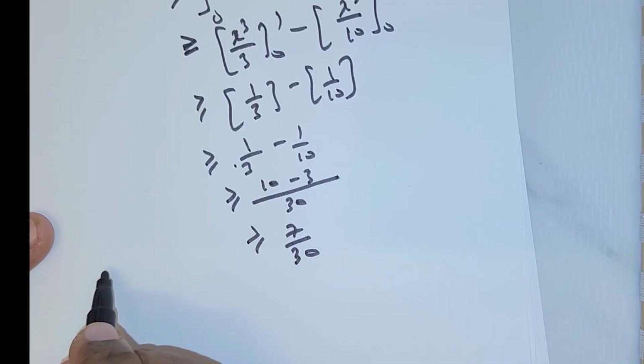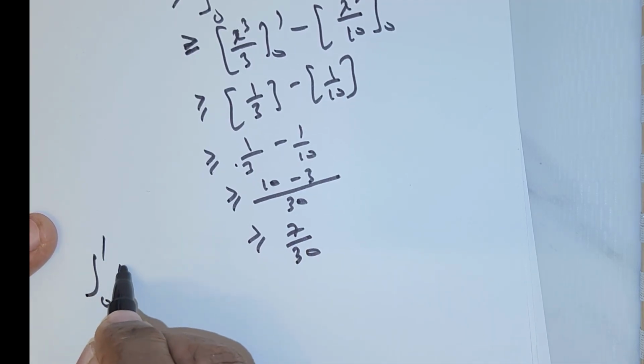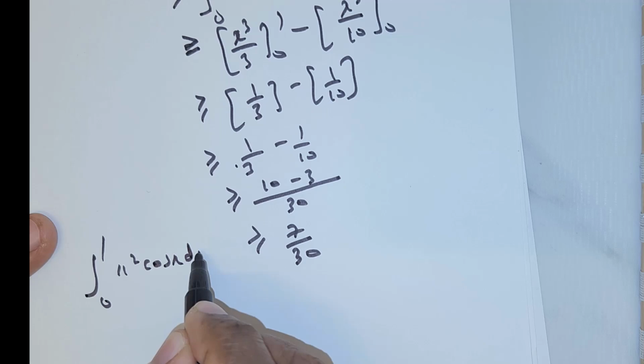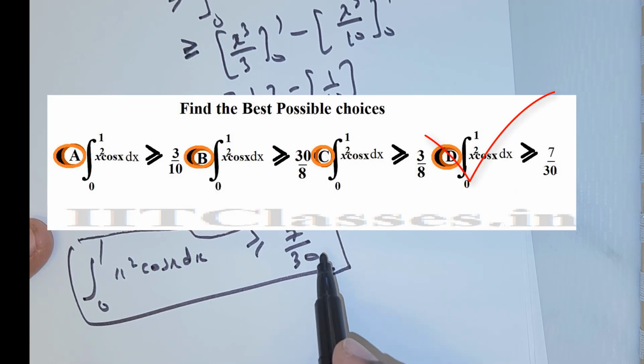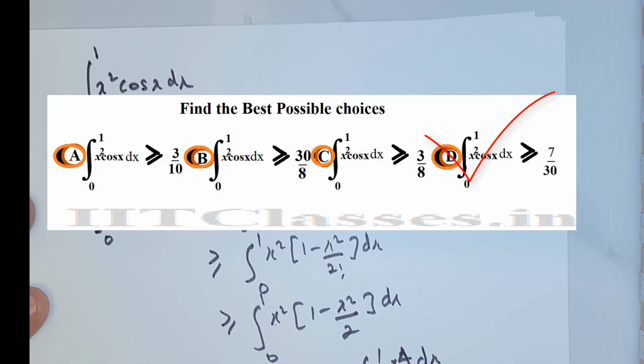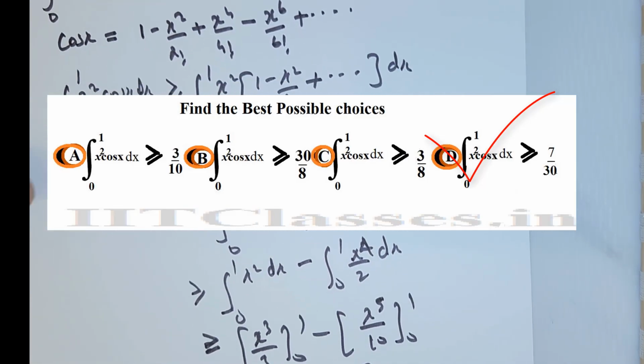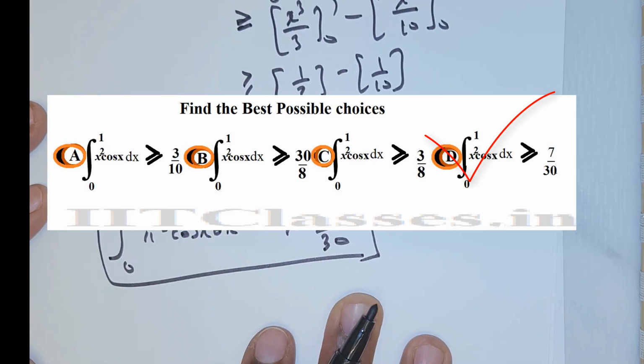Okay. So therefore what you have on the left hand side, integral 0 to 1 x squared cos x dx, is greater than or equal to 7 over 30. So this should be the right choice, and this is how you zero in on the right choice.